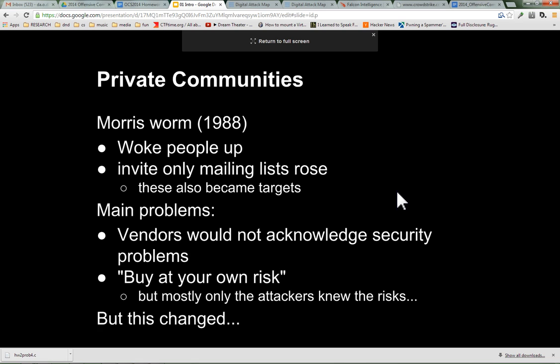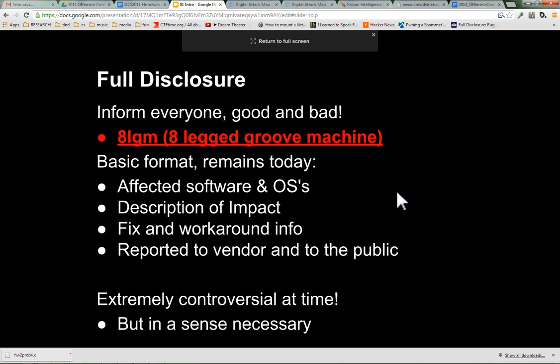And when people woke up, more closed emailing lists came about, and those got broken too. Really, the main problem still was that vendors would not acknowledge security problems, and everything was buy at your own risk. And this frustrated people in those good communities who wanted to fix these things. Telling vendors day after day that you have a problem and not getting it fixed frustrated a lot of people, and people figured, well, maybe the only way to get this changed is just to tell everyone, good and bad. Full disclosure is what came about. And the 8-legged groove machine was one of the first examples, and the basic format remains still today.